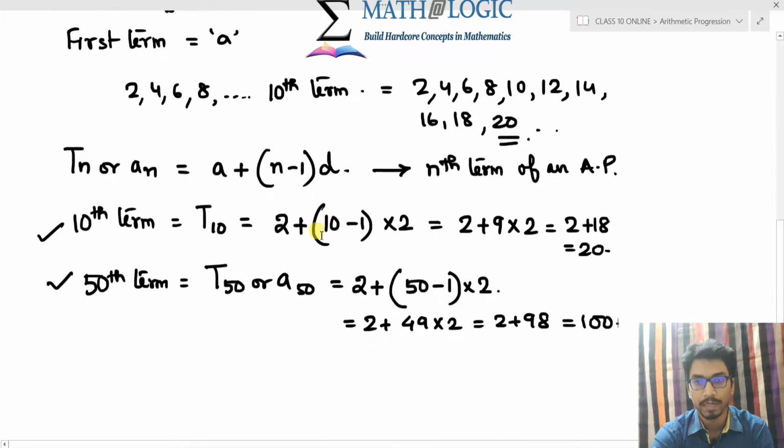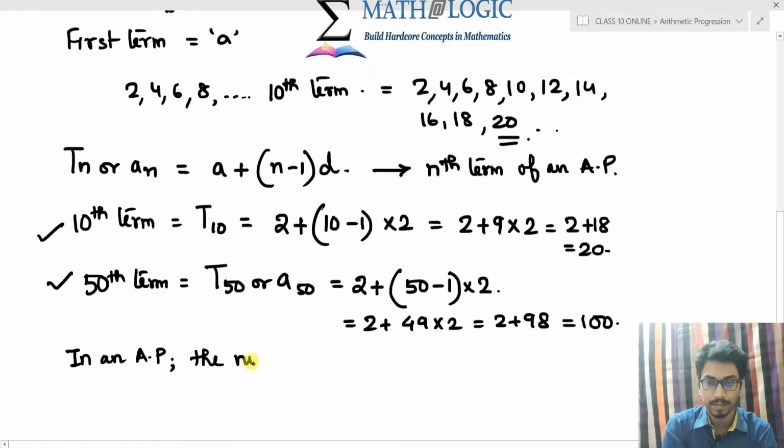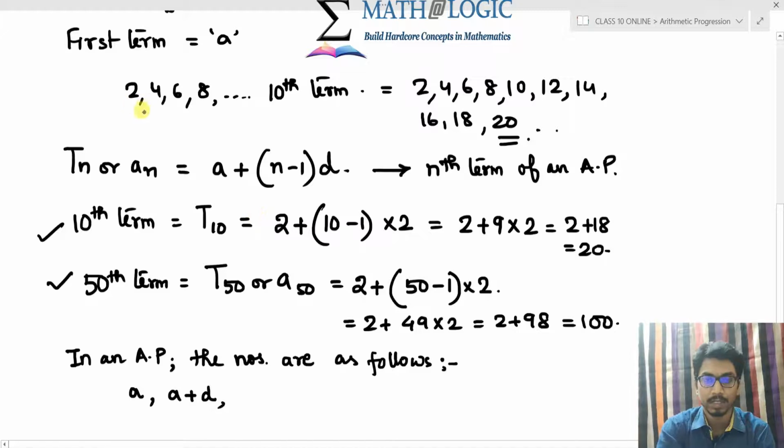Also, you can observe that each of the numbers in an AP, you can denote the numbers as follows. The first number is A. The second number, you can say that it is A plus D. See, only one time the common difference is added. If this is the first term, this is A plus 2. And what is 2? D. So that means it is A plus D.